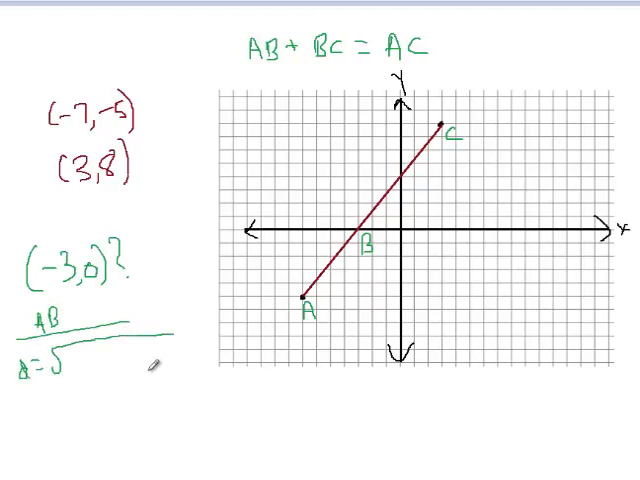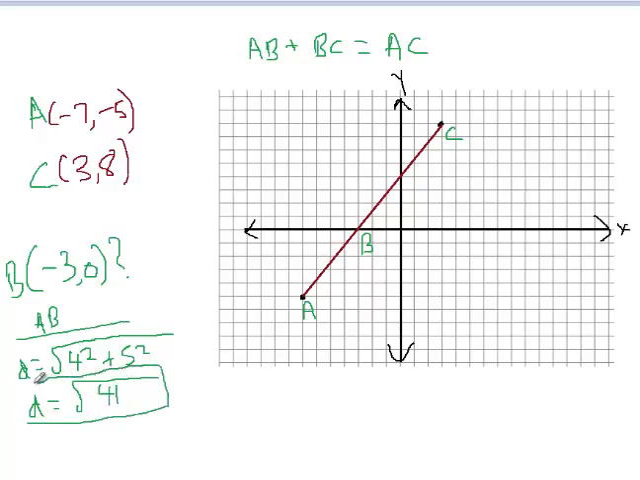I'm going to do the distance formula pretty quickly. Distance formula is the square root of the change in x squared plus the change in y squared. This point is point A, this point is point B, this point is point C. So -3 minus -7 is +4, so that's 4 squared. 0 minus -5 is +5, that's 5 squared. So d equals the square root of 16 plus 25, which is the square root of 41. Okay, so the distance is the square root of 41.